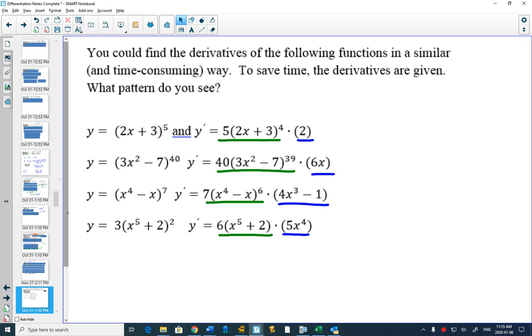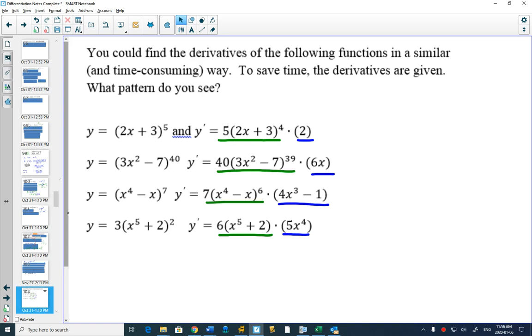So how do we, this is the chain rule. How do we describe it? Well, what we did first, which is underlined in green, I'm going to describe as the derivative of the outside function. The outside function here is to the power of 5. How do you do the derivative of something to the power of 5? Power rule says bring the 5 out in front, subtract 1 from the exponent. Can you see that that's what's done every single time in the green?